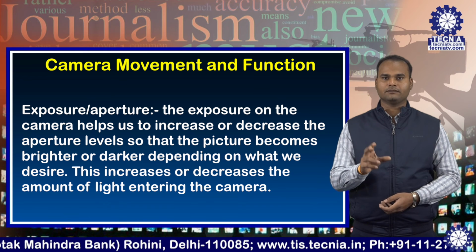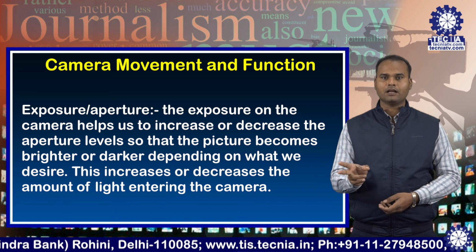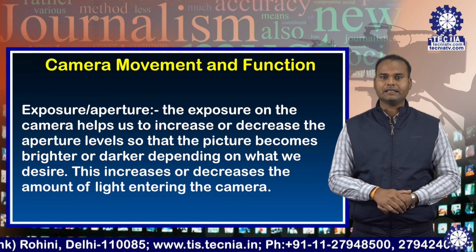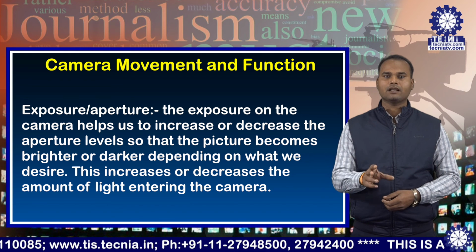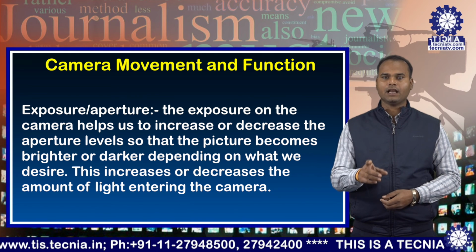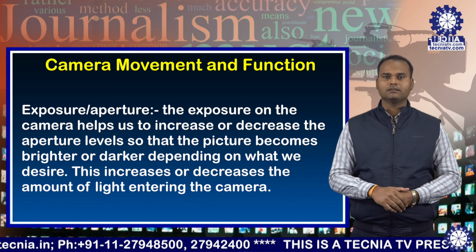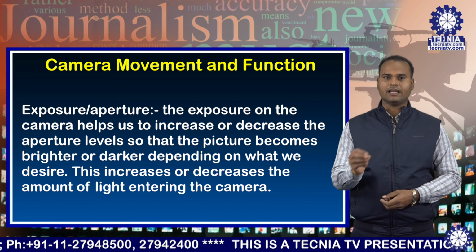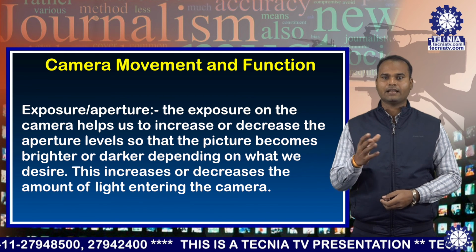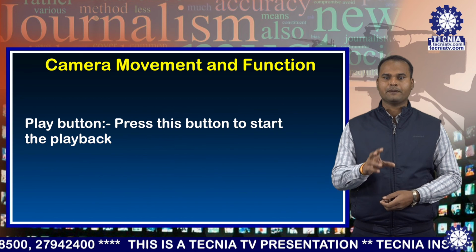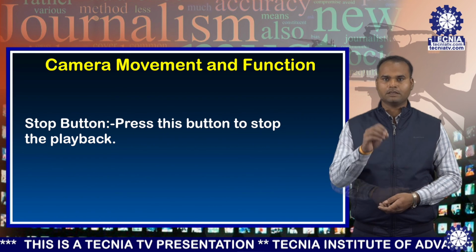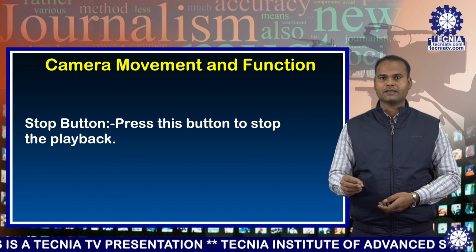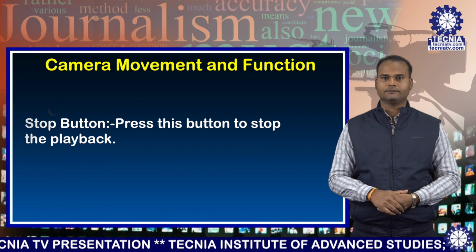Exposure aperture. The exposure control on the camera helps us to increase or decrease the aperture level so that the picture becomes brighter or darker, depending on what we desire. These increase or decrease the amount of light entering the camera. Play button. Press this button to start the playback. Stop button. Press this button to stop the playback.